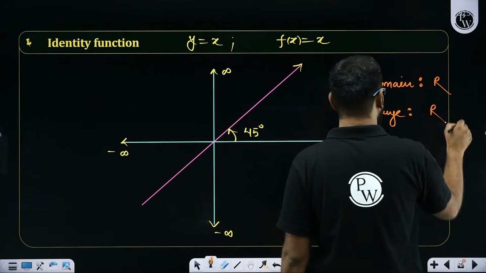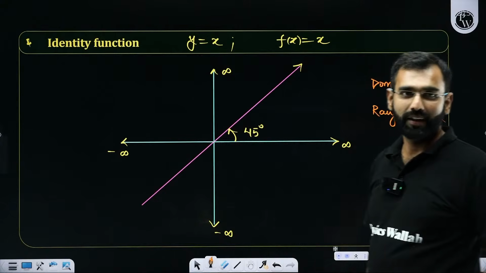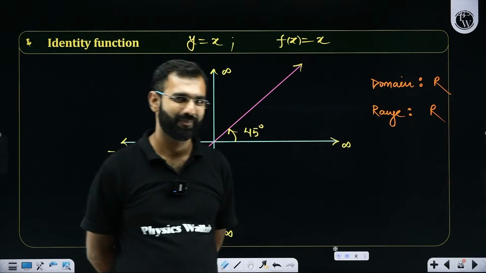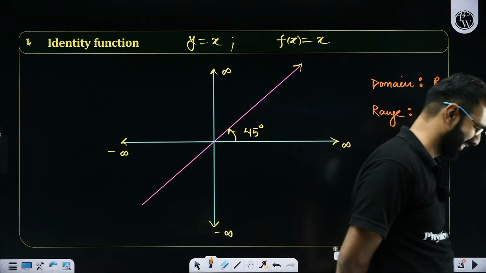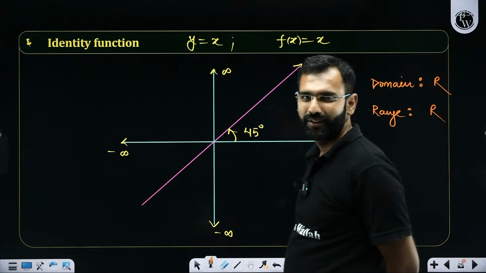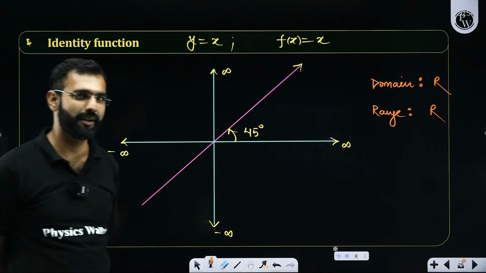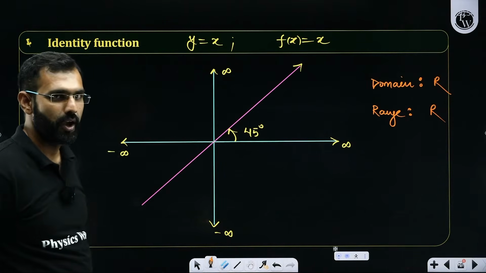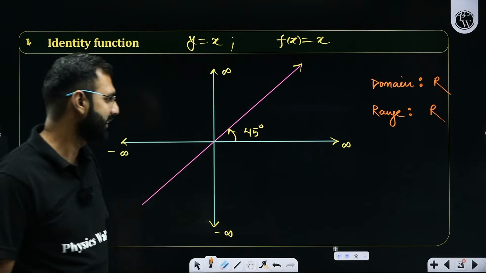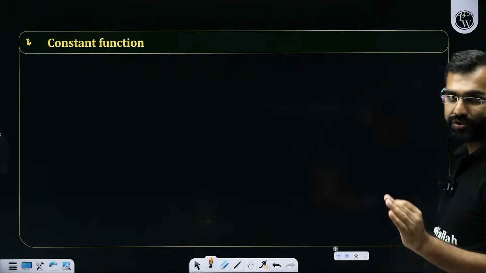So range means what? Whatever values from minus infinity to infinity you could keep, all those values are the range. Yes or no? Everybody with me. That's brilliant. Good answers, Vijay, everyone. Shall I move ahead from here? If you were able to process this idea of domain and range for this identity function, excellent. With this, let me tell you the next concept, which is called the constant function.